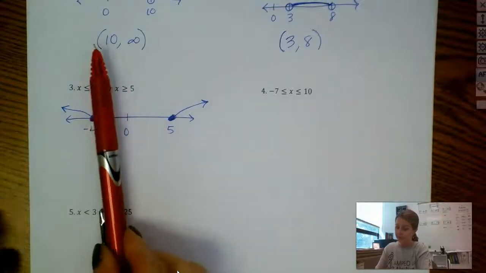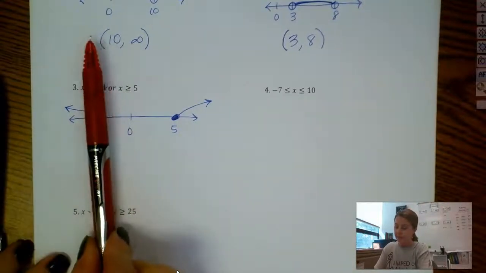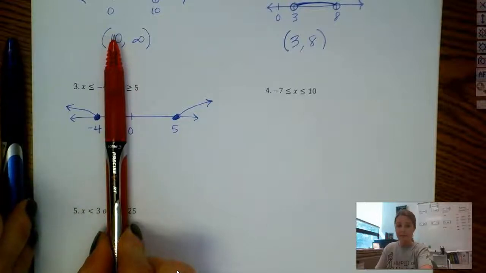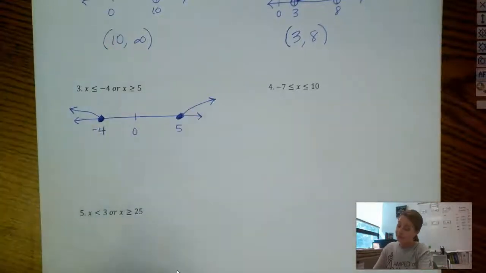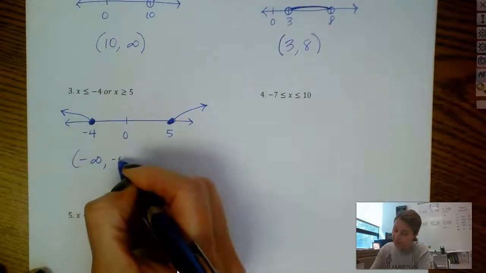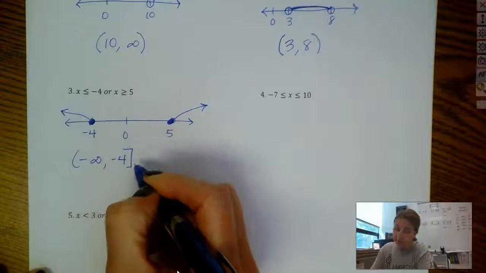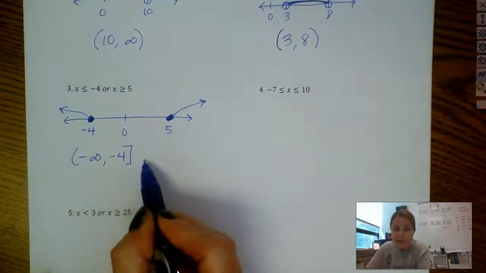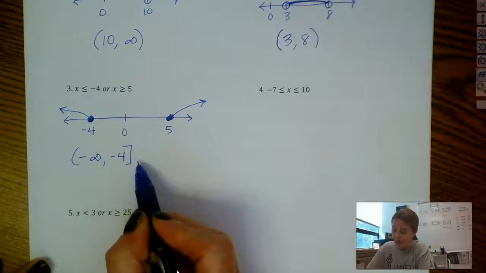So if I do the interval of -4, the biggest number is -4, and it's going all the way over here to -infinity forever. So my first interval is going to be -infinity, comma, -4, and I need a bracket here because it's picking up -4. So leave just a little space right here because we're going to put something in between them.